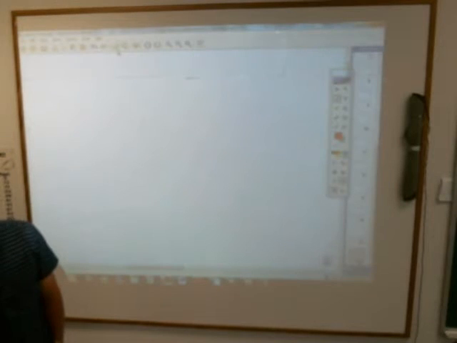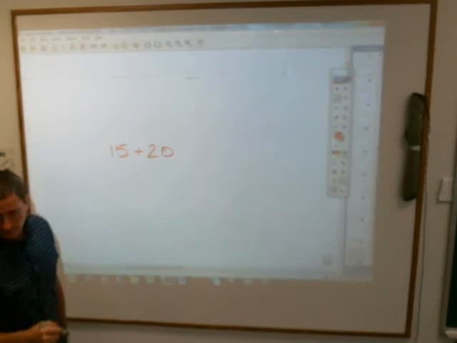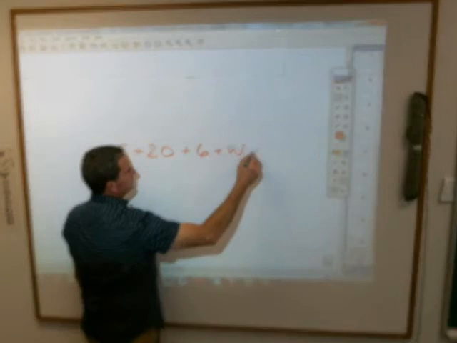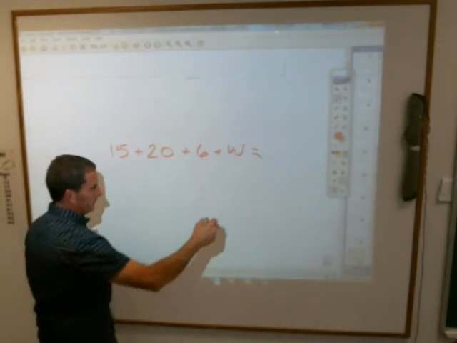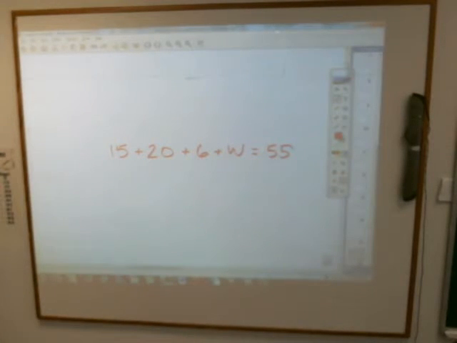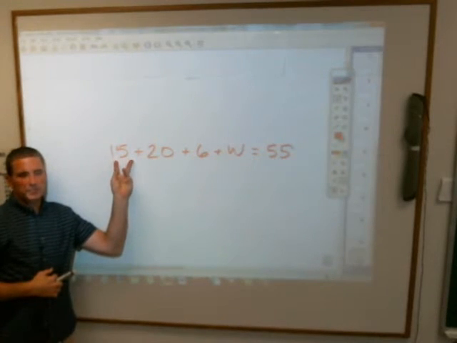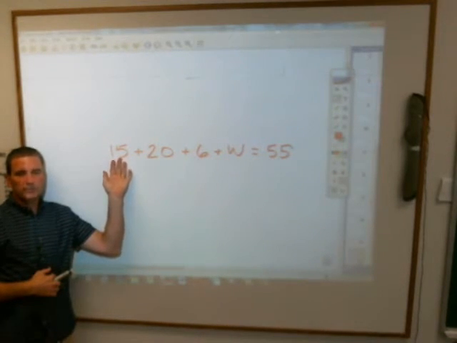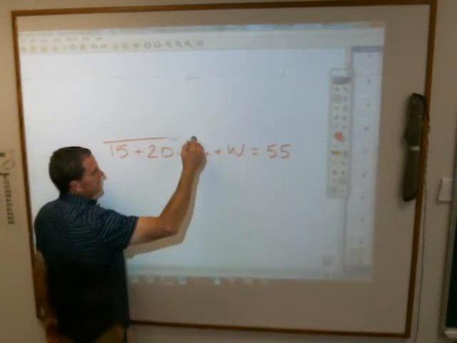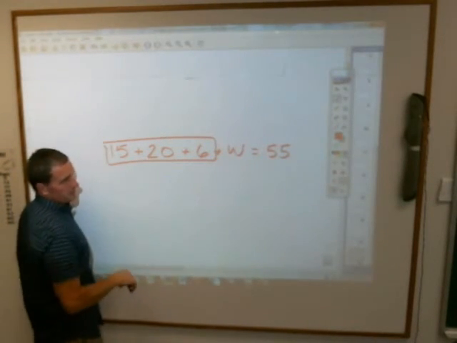You will run across problems that look like this. 15 plus 20 plus 6 plus W equals 55. Now, first of all, this one, I mean, you don't want to think of an easy problem just yet. Anybody know what I probably should do here first? Sylvia? Yeah, put all of these together and get it down to one number. Because otherwise you're working with a whole bunch of numbers that you don't need to.